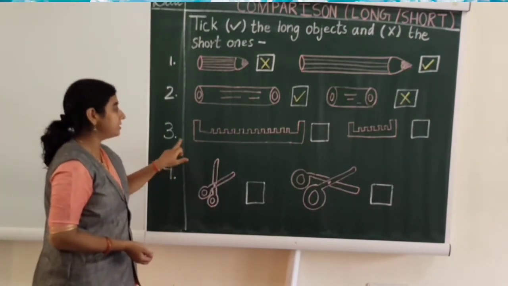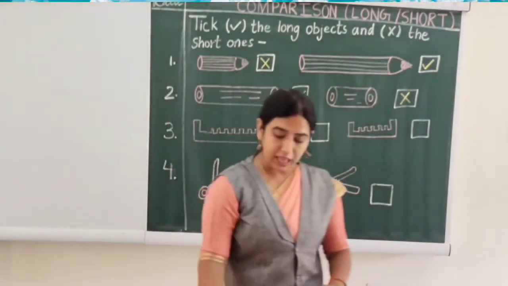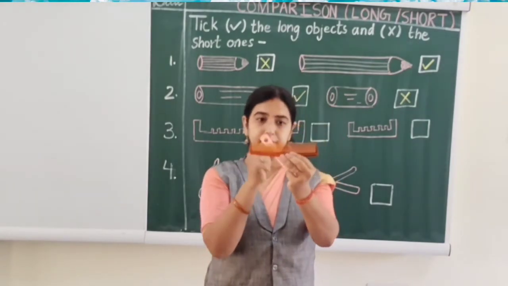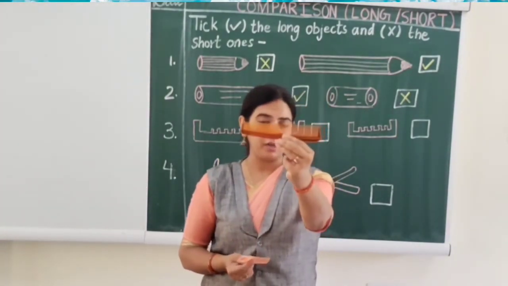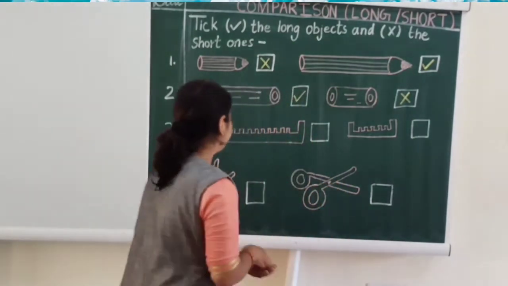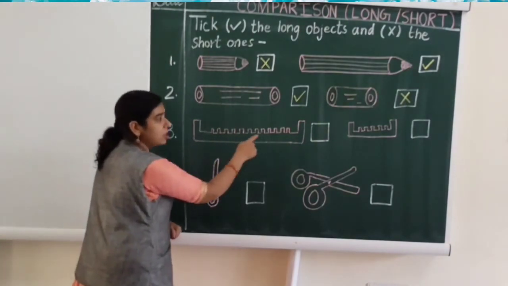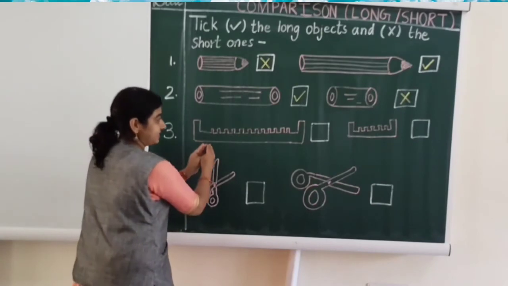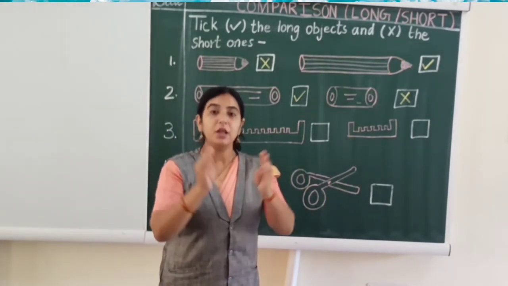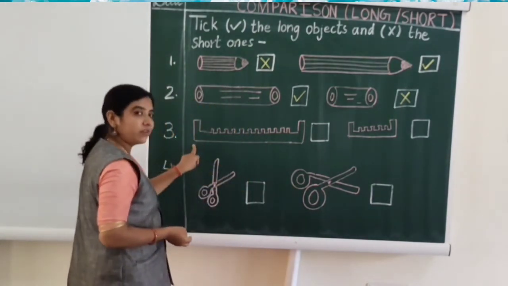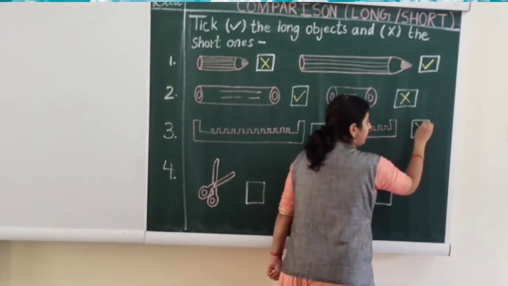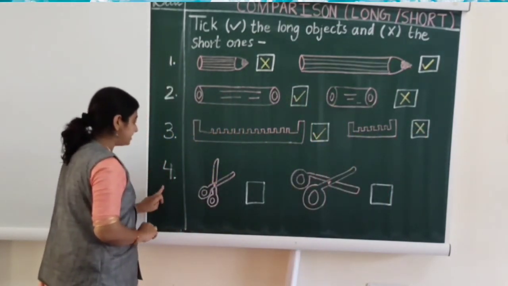Now next, come to number three. Number three is a comb. What is this? Now see. Can you see this comb? Can you tell me which one is long and which one is short? Yes. This comb is long and this one is short. A long comb and a short comb. Okay, now see, which one is long, tell me? This one or this one? Yes, this is a long comb and this is a short comb. Long, short. So for long, we will put a tick. For the short object, we will put a cross.